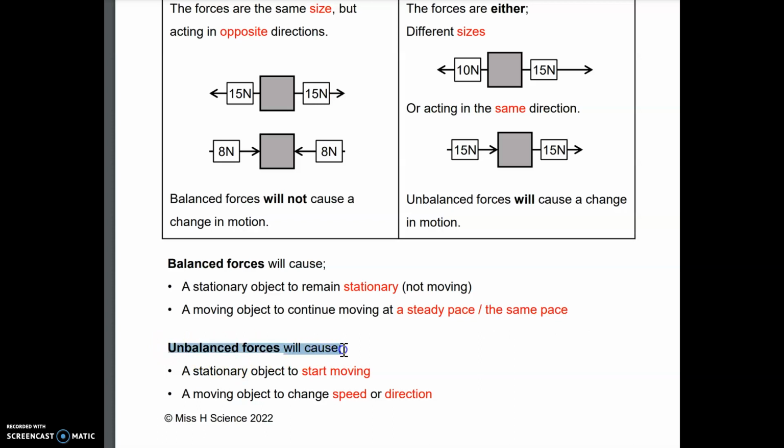Unbalanced forces, on the other hand, are going to cause a change in motion. They are going to cause a stationary object to start moving, or if an object is already moving, it's going to cause the object to change its speed or the direction of its motion.